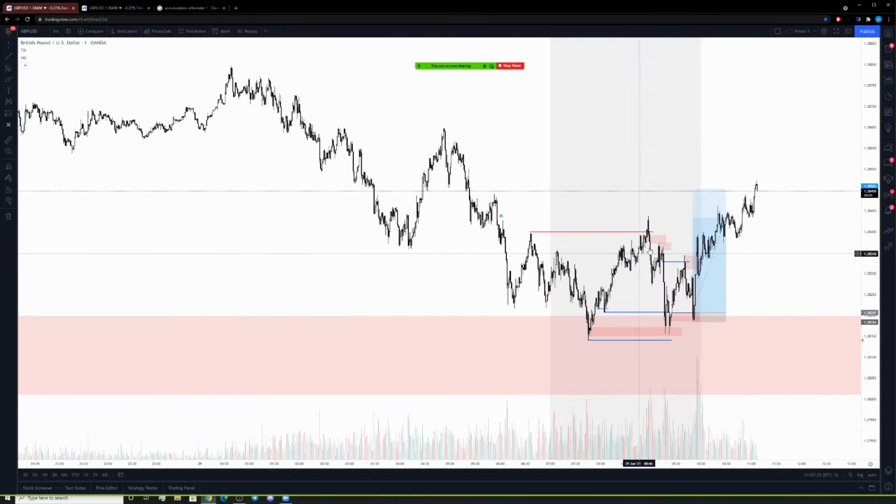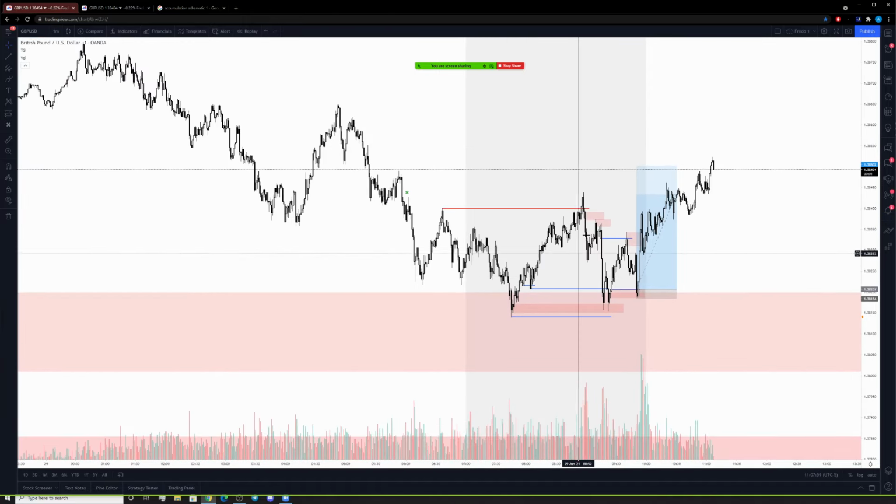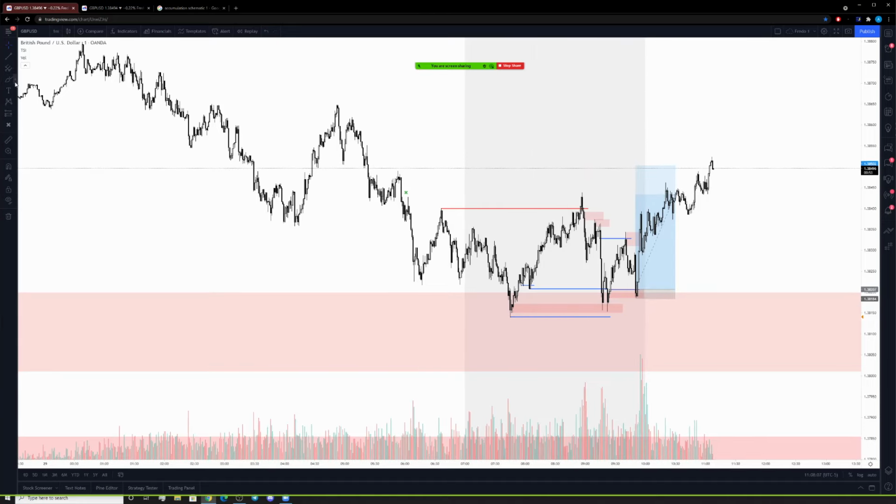Okay, so we have now taken out the final leg to the downside, right? And even though we had a liquidity grab, that has also now been taken out, meaning we now have a conversion of structure, a conversion of order flow, right? And taking everything aside, what do I see here?